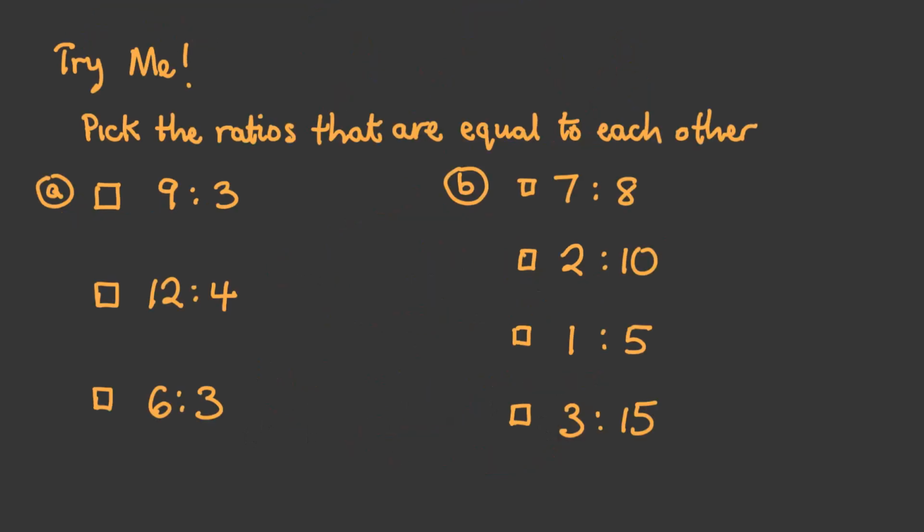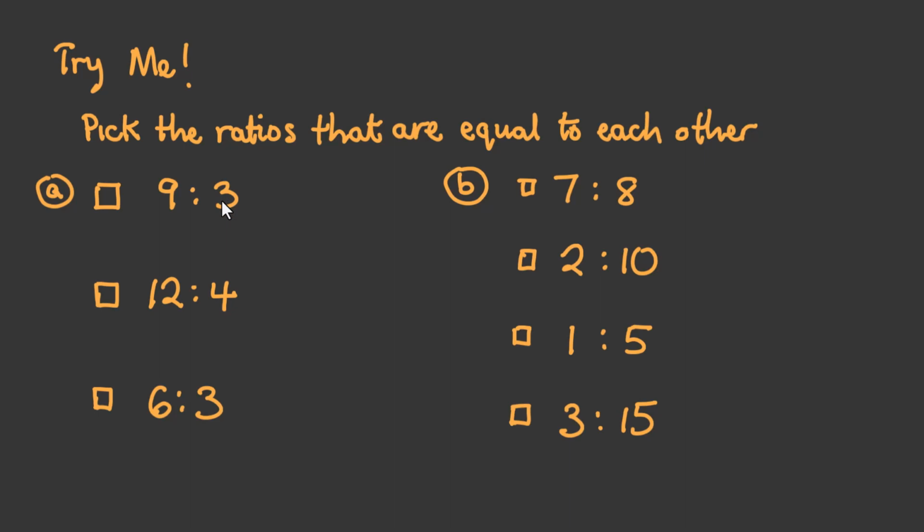ratio format. Here we have examples where you have to pick the ratios that are equal to each other. For A, we are looking at these three ratios, and we're going to check the ones that are equal to each other. To do this, all we do is figure out how to go from the first number to the second number in terms of what the scale factor is.